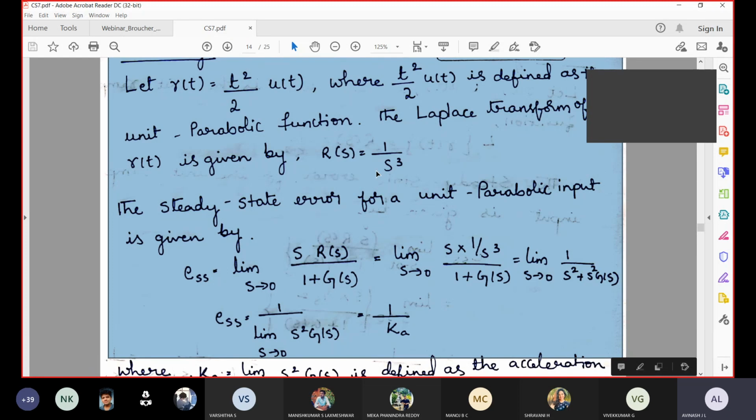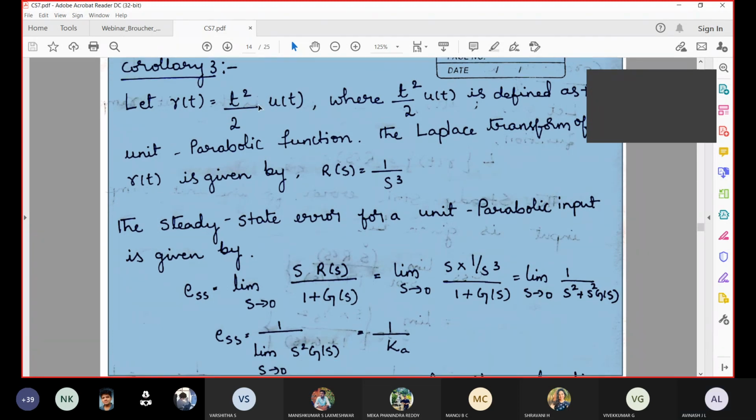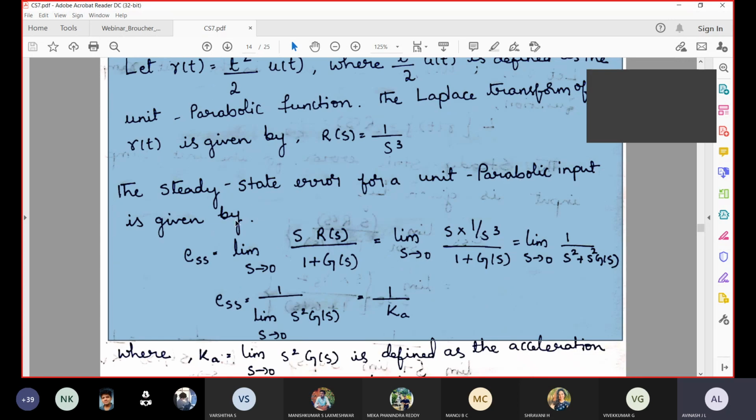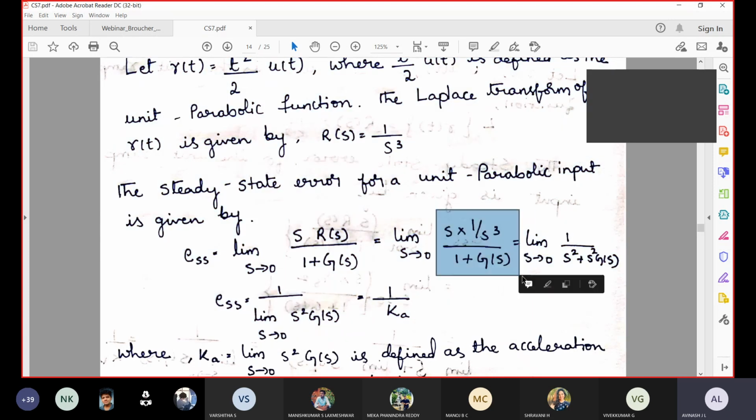See, this is very simple. You want me to explain? No problem, I'll explain. So here r of t is the unit parabolic function, that is t square by 2 into u of t, which we have taken. The Laplace transform we also know, R of s equals 1 by s cube. The steady state error for a unit parabolic input is given by ess equals limit s tends to 0, s into R of s divided by 1 plus G of s. So here, in the place of R of s we replace 1 by s cube. So you will get limit s tends to 0, 1 divided by s square plus s square into G of s.